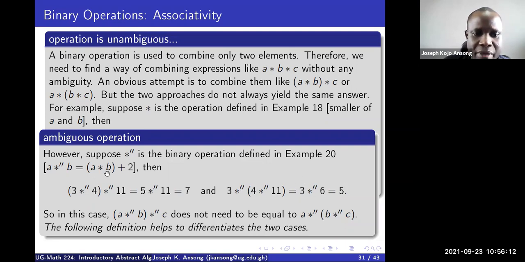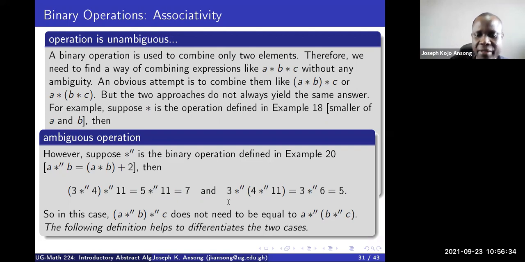Okay? By this, I'm going by this. You get 5. So the two are not the same. This one gives you 7, this one gives you 11, okay? So in this case, this operation does not need to be equal to that. They could be different, okay? But when they are equal, then you say that it is associative.